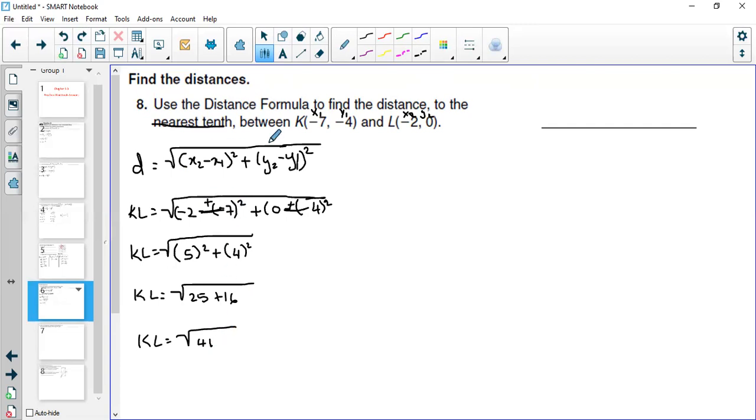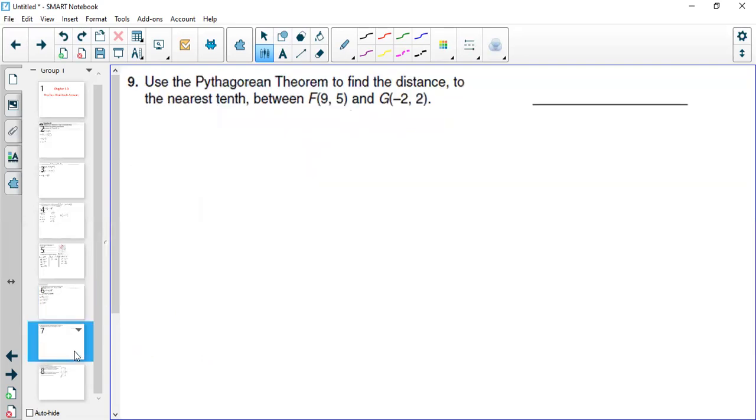So here they said nearest tenth. That's because you will use the calculator and find out the root of 41. But as you're not allowed to use the calculator, leave your answer like this because it's not a perfect root. There are no two same numbers which you multiply to get 41. So we don't have one. We leave the answer as KL equals the root of 41. Let's go to the next question.